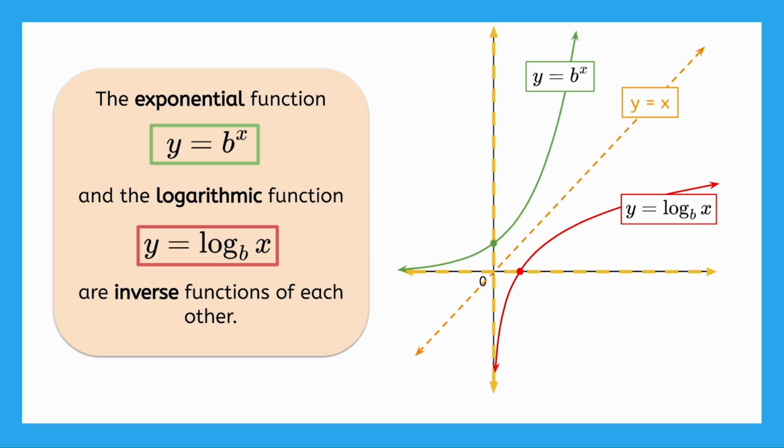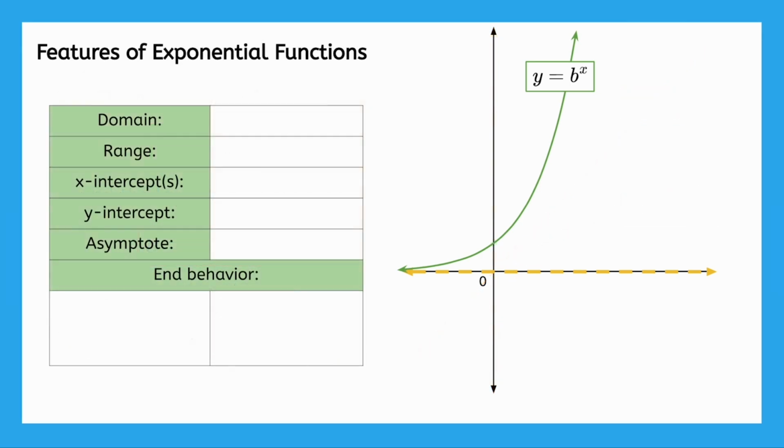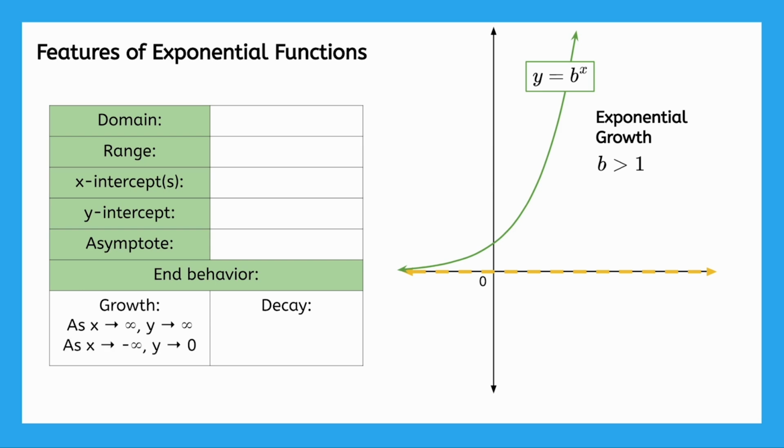Let's start looking more closely at the graph of each function. Let's start with exponential functions. Remember, we have two types of exponential behavior, growth and decay. The graph we have here is an example of exponential growth, which, as we learned earlier in this unit, happens when the base is greater than 1. We saw that exponential functions grow to infinity as x goes to infinity, but they decrease towards 0 as x goes to negative infinity, which is why they have a horizontal asymptote at y equals 0.